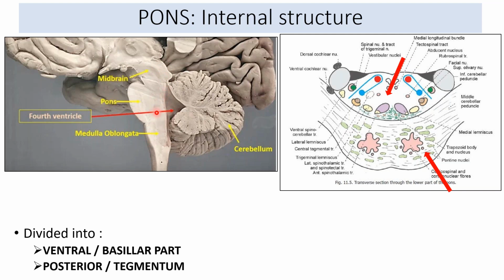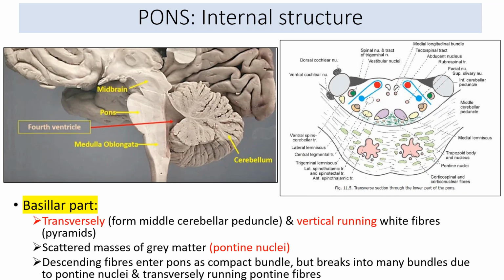And the posterior aspect of the pons is called the tegmentum. So these are the two parts, internally, two portions of the pons. Let's begin with the basilar part first, which is the anterior part of the pons. This is the basilar part, on which you have the basilar sulcus, running transversely in the vertical plane on the superficial aspect.